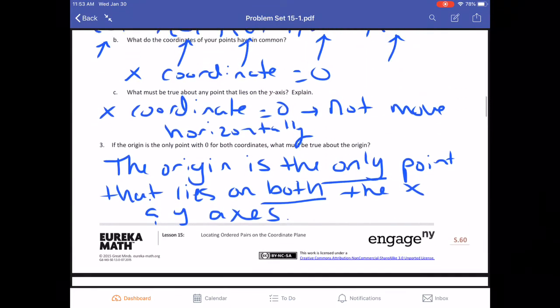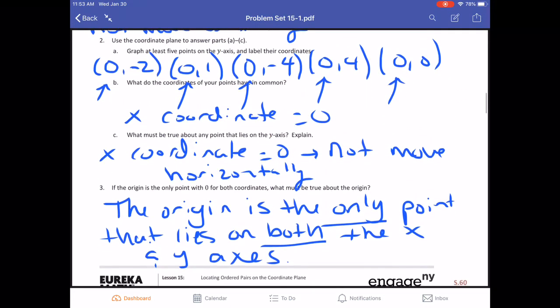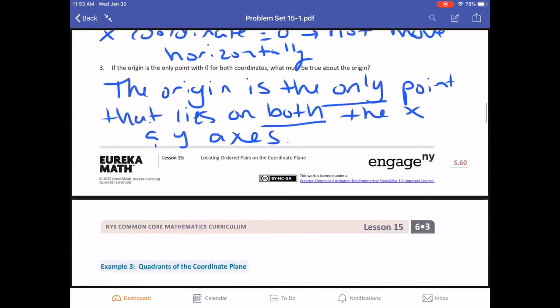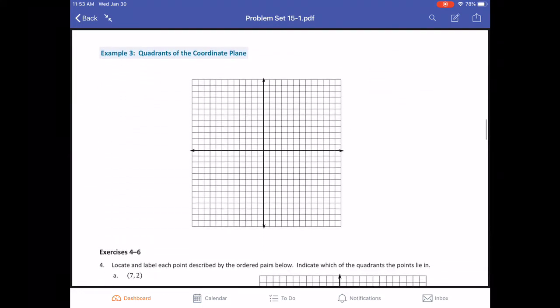All right, again, if you need any more time on any of these, feel free to pause the video. But now I'm going to move on to example number 3, which is going to be the teaching point for the rest of our lesson today.